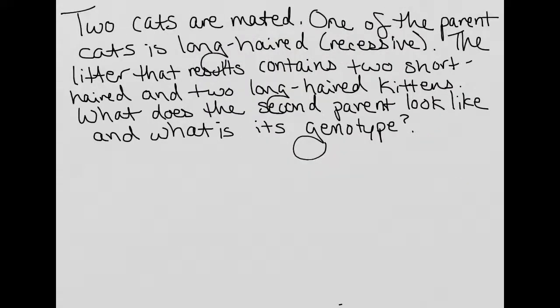Last but not least, 2 cats are mated. One of the parent cats is long-haired, which they're telling us is recessive. So that means I'm going to assume short-haired is dominant, so I'm going to define my alleles here. Capital S, dominant. Lowercase s, recessive.